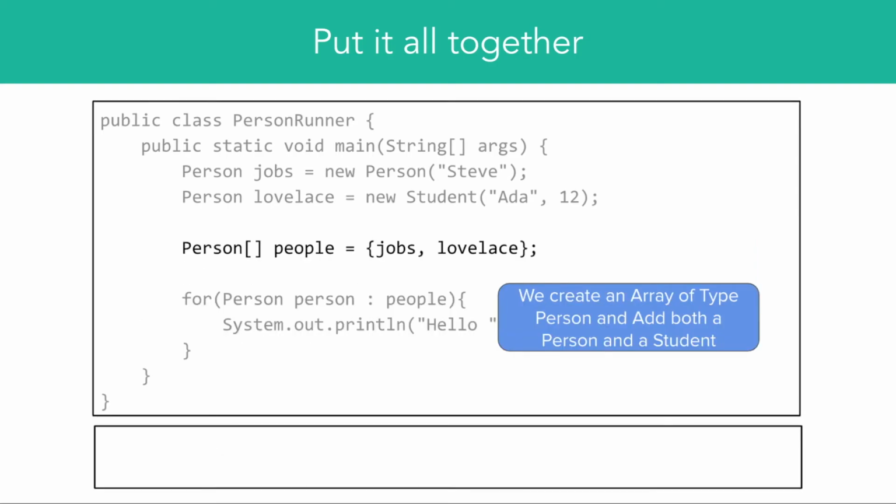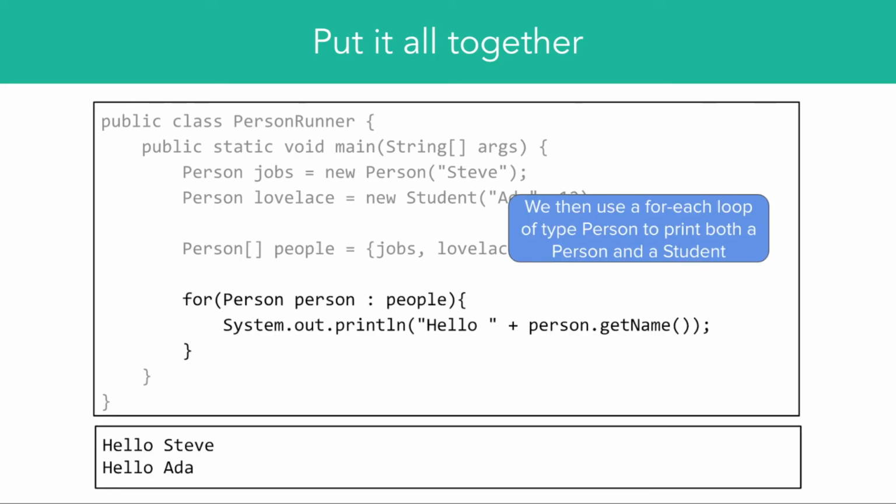In a similar example, we once again create our person and student object. This time, we are going to place them into an array of type person. Even though the Lovelace variable is a student, we are able to combine it in the same person array with the jobs variable. We can then use an enhanced for loop or a for each loop to print out the objects. Notice that the for each loop assigns both the jobs and Lovelace variables to the person enhanced loop variable and then prints them out.